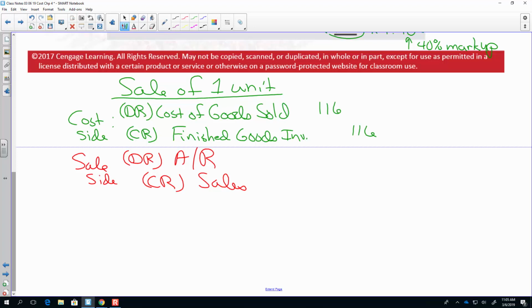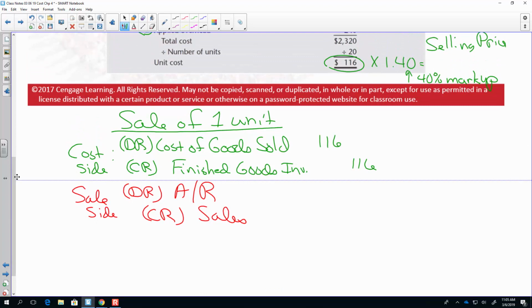We multiply, it was a 40% markup. We never did figure out the selling price. 116 times 1.4 is 162.40. Does that look right? So that's the amount I'm going to use, 162.40.